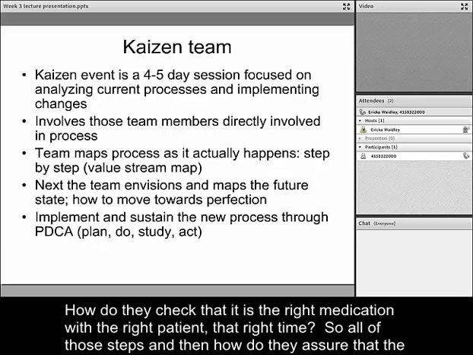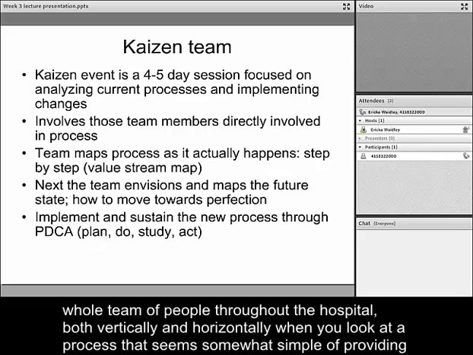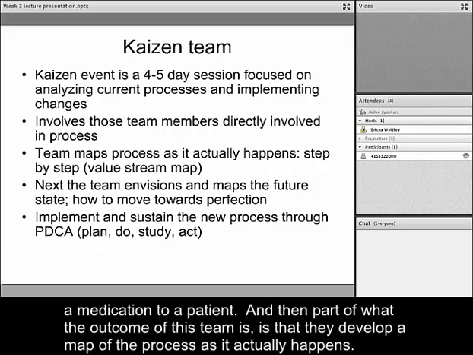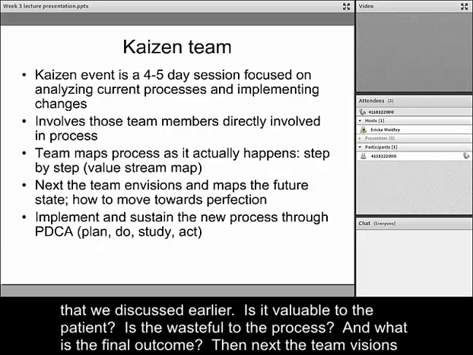And then how do they assure that the patient has taken the med successfully and has positive outcomes from the effects of that medication? So a medication error in itself is a whole team of people throughout the hospital, both vertically and horizontally, when you look at a process that seems somewhat simple of providing a medication to a patient. And then part of what the outcome of this team is that they develop a map of the process as it actually happens, step by step, and this is called the value stream map, where each one of those steps, once it's documented, is then looked at for those criteria that we discussed earlier.